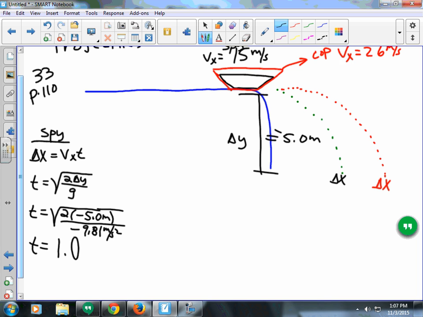Andy, you good with this so far? I think so. That's just one second. Okay, are we done? No. Look, still got a lot of stuff to do. We gotta plug it in here. Okay, so delta X times the time is going to be velocity, which is 15.